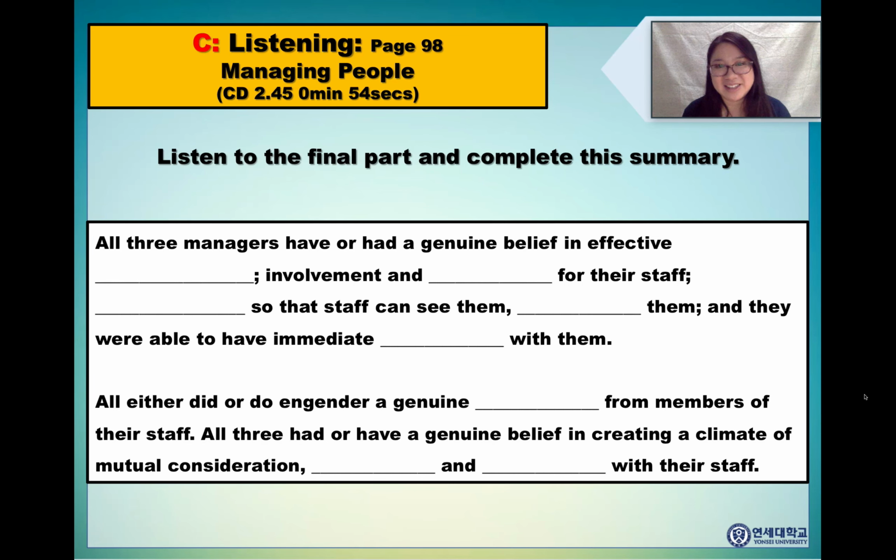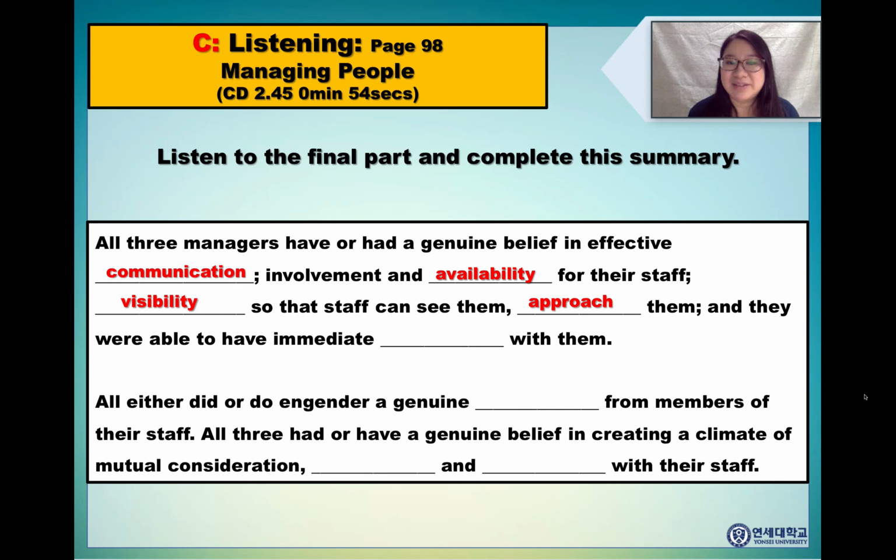Let's check your answers. All 3 managers have or had a genuine belief in effective communication, involvement, and availability for their staff, visibility so that staff can see them, approach them, and they were able to have immediate contact with them. In other words, the manager is always there to help.